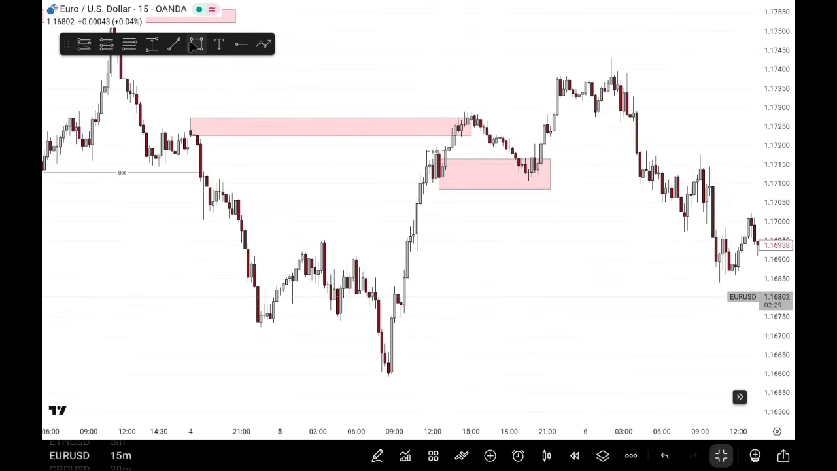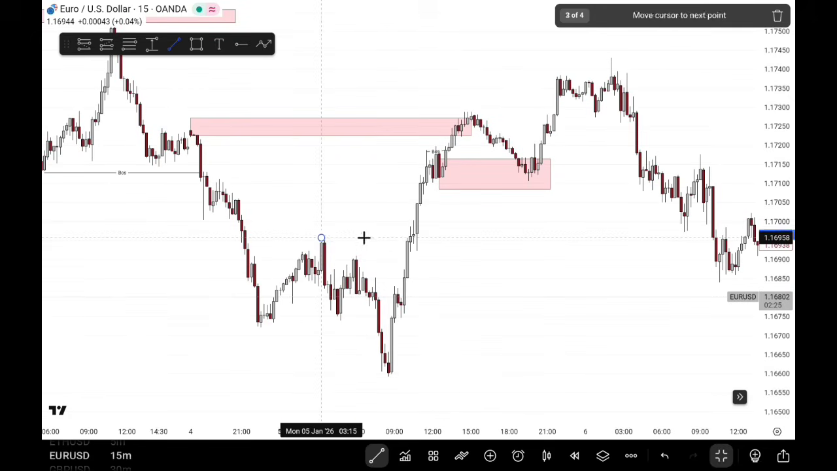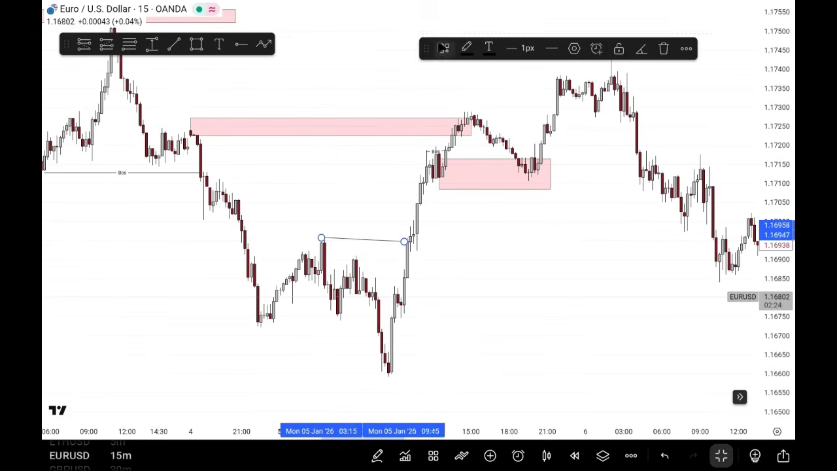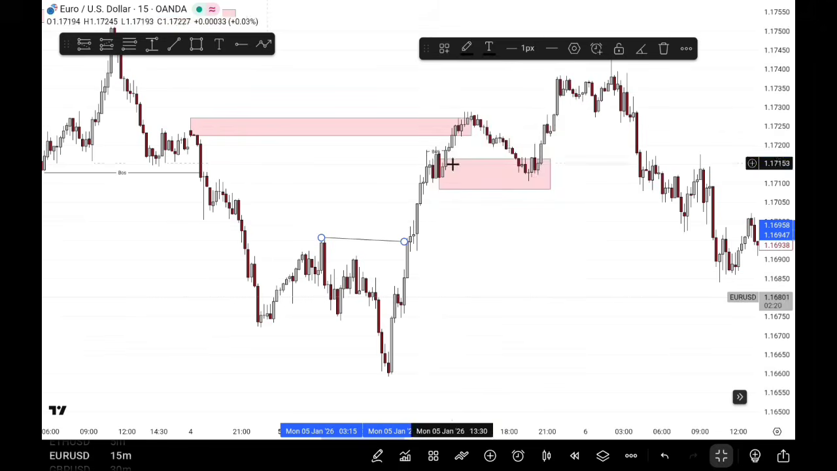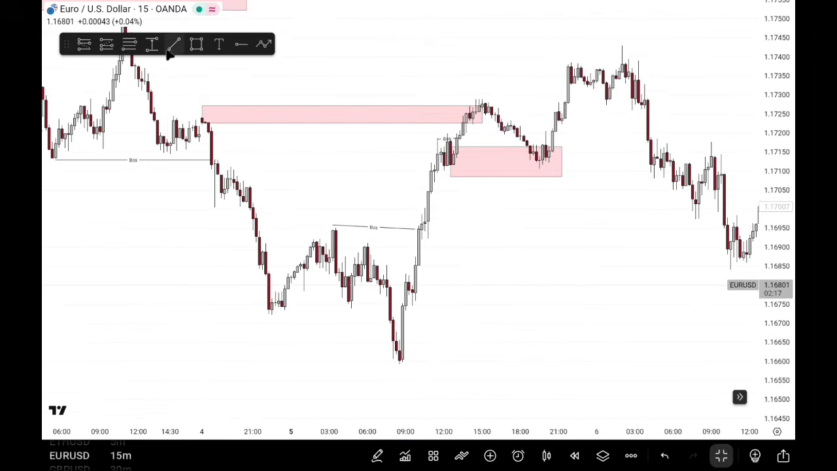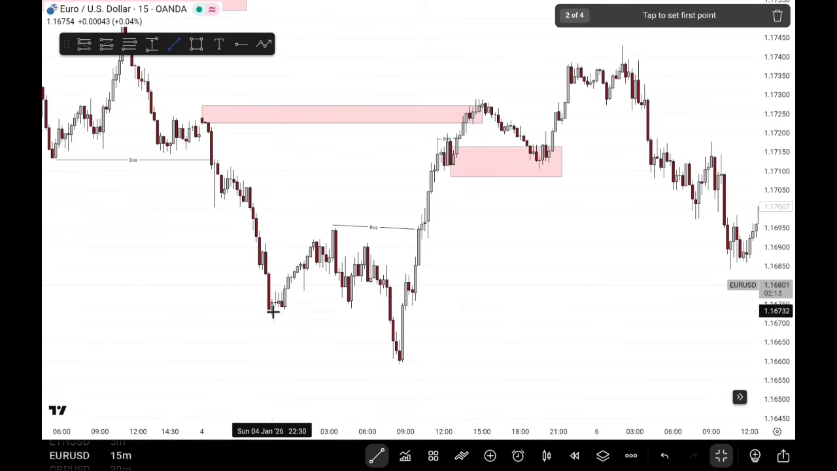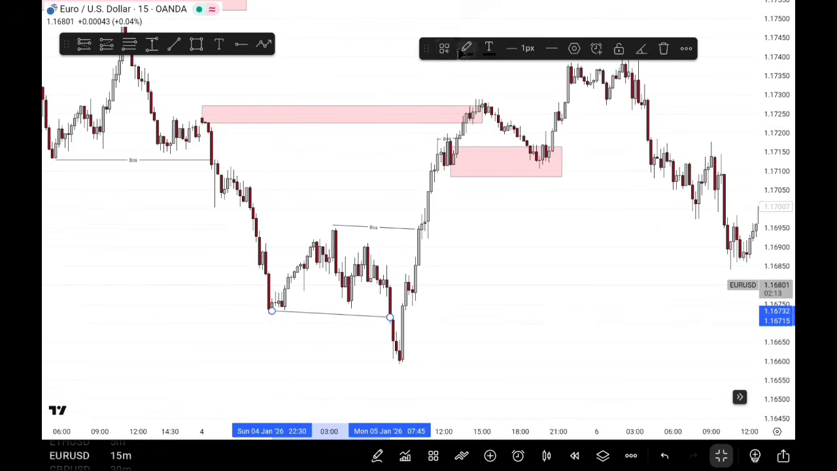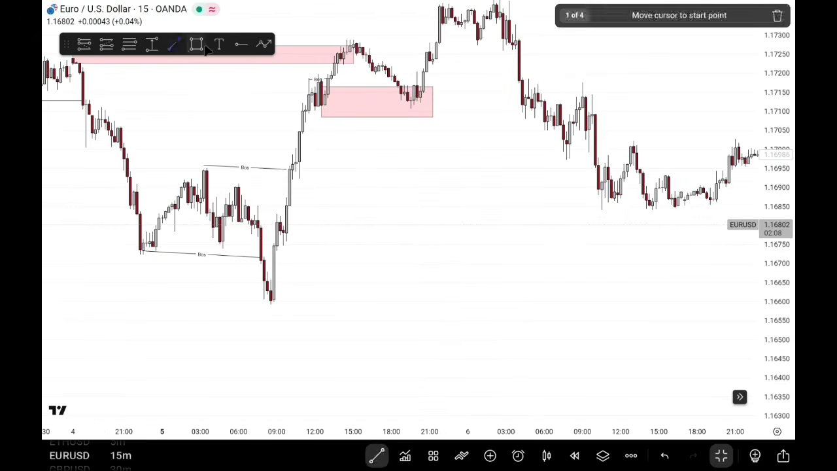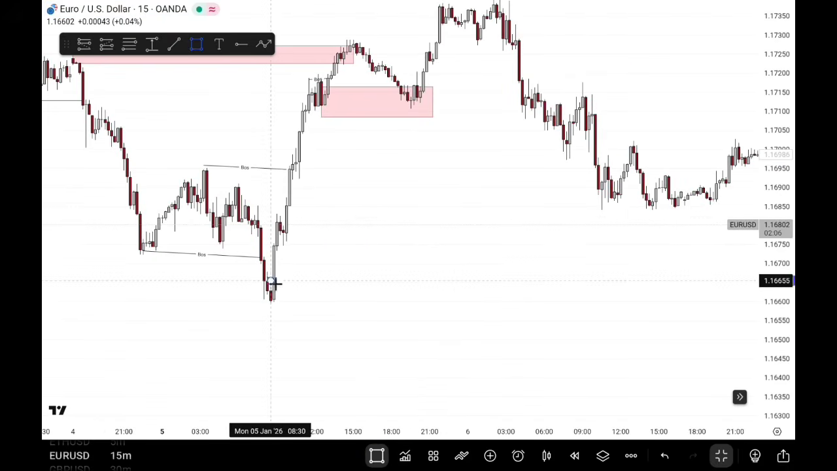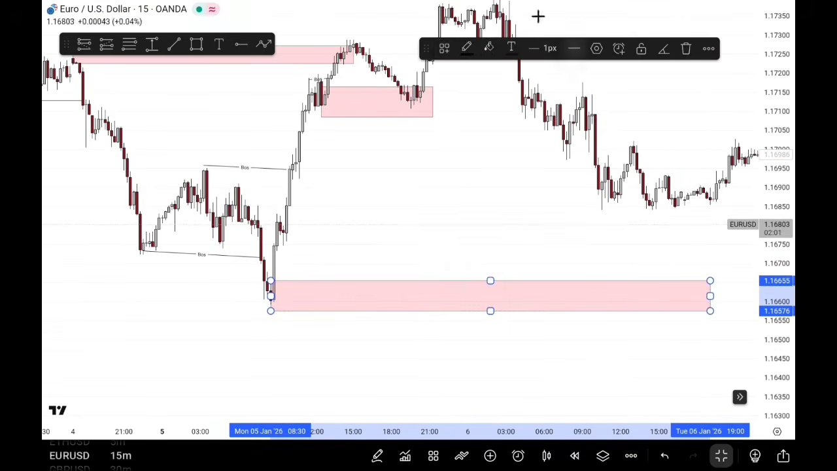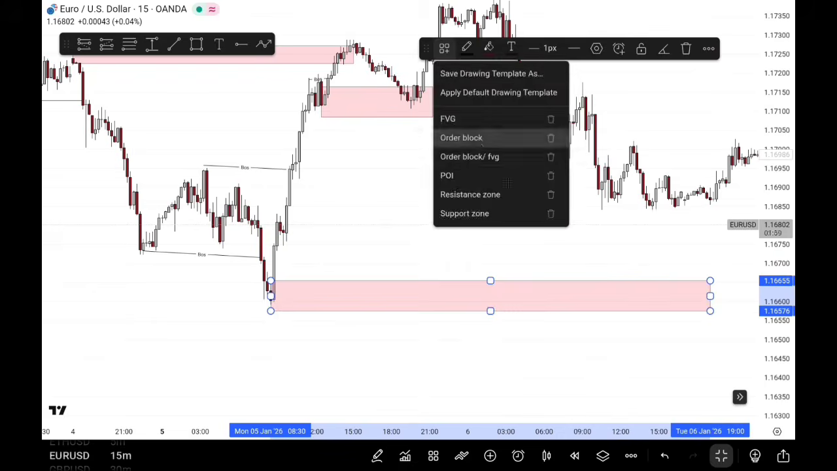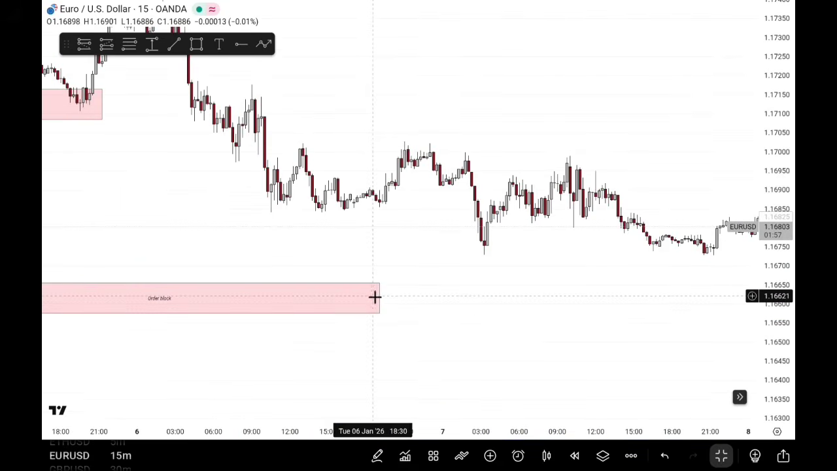But at this spot, we have this market structure shift. So let me just say that we have this break of structure at this spot to the upside. We also have this point in which price cleared up liquidity, and this is the order block that causes the break of structure to the upside.